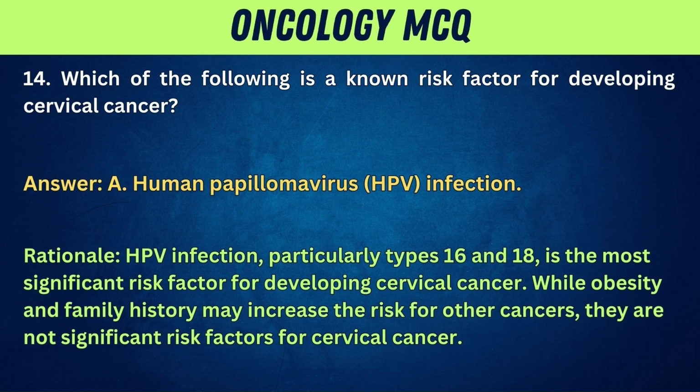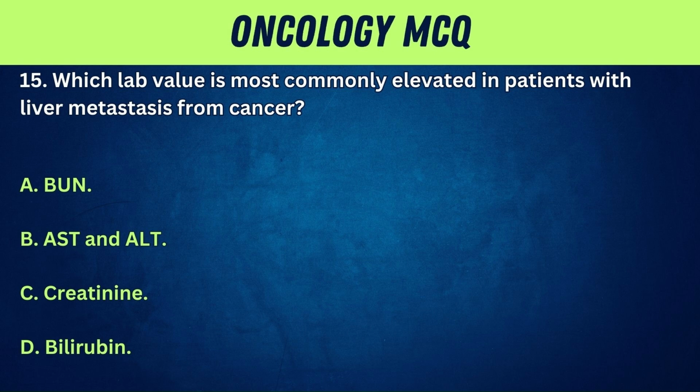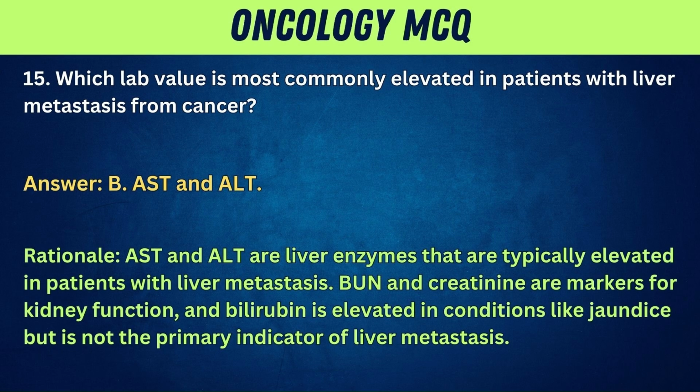for cervical cancer. 15. Which lab value is most commonly elevated in patients with liver metastasis from cancer? A. BUN. B. AST and ALT. C. Creatinine. D. Bilirubin. Answer: B. AST and ALT. Rationale: AST and ALT are liver enzymes that are typically elevated in patients with liver metastasis. BUN and creatinine are markers for kidney function, and bilirubin is elevated in conditions like jaundice, but is not the primary indicator of liver metastasis.